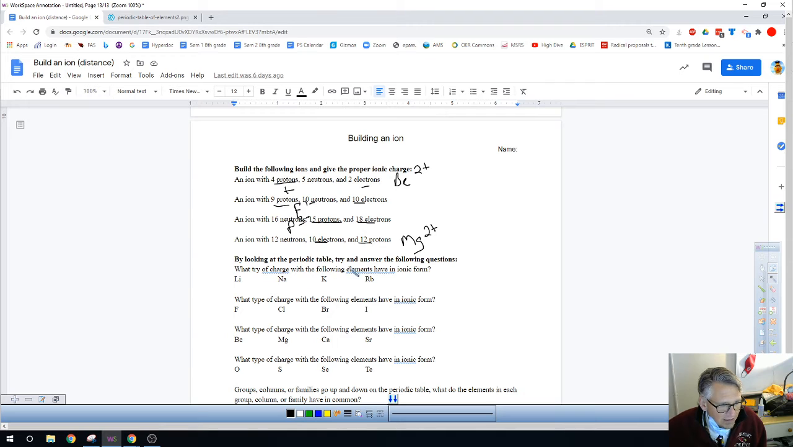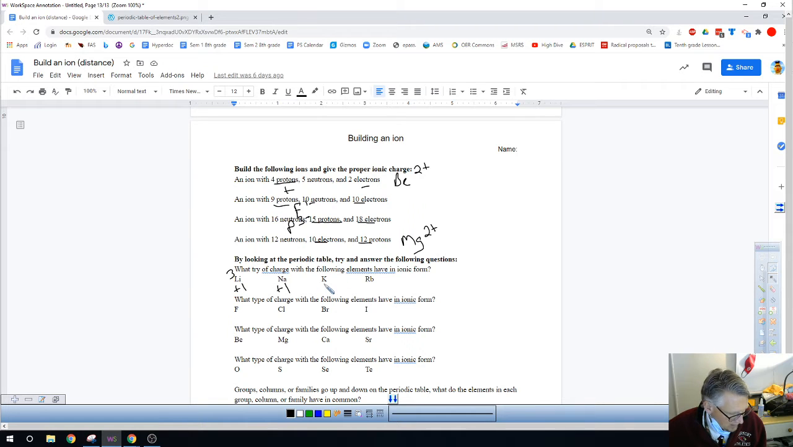By looking at the periodic table, try and answer the following questions. That's supposed to be: what type of charge will the following elements have in ionic form? So lithium has 3, so that means 2 in the first, 1 in the second. It's going to want to lose 1 negative electron, so that becomes a +1. Sodium has 11, 2 in the first, 8 in the second, and 1 in the third. So that means that we are going to lose 1, so it will have a +1 charge.